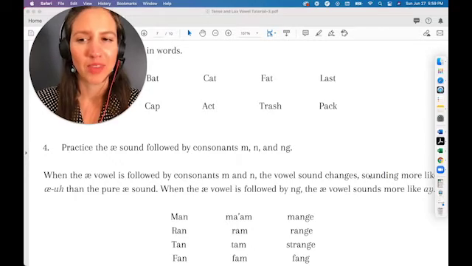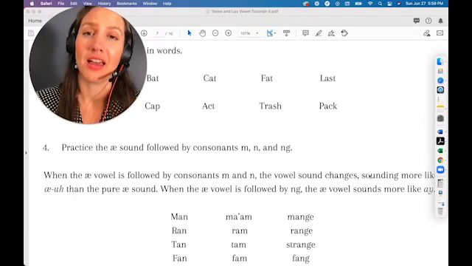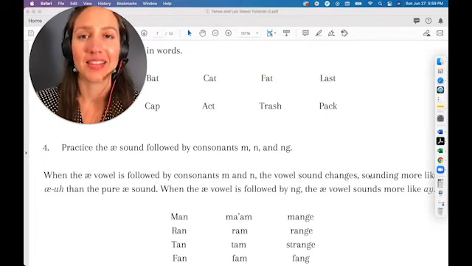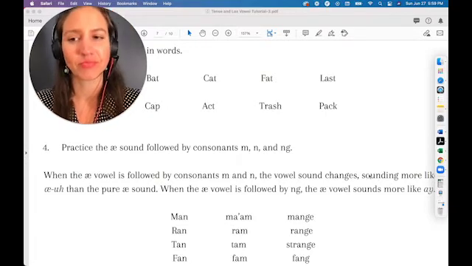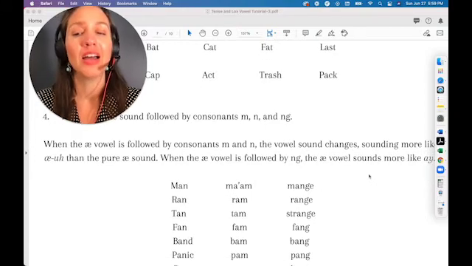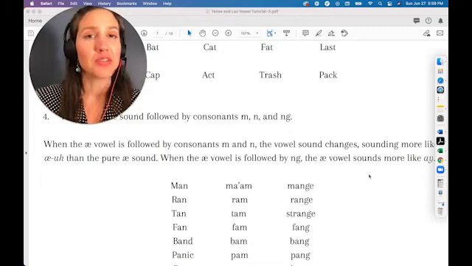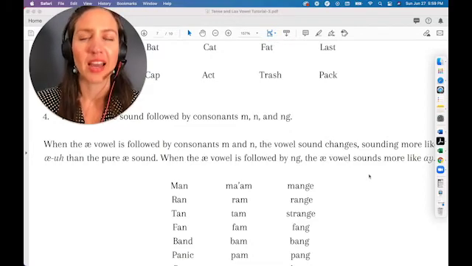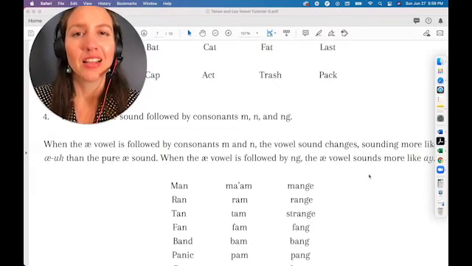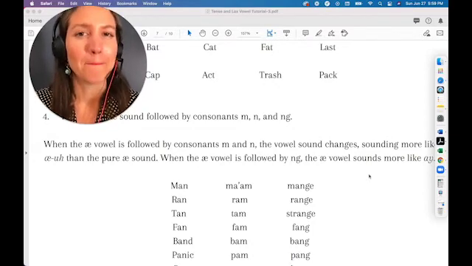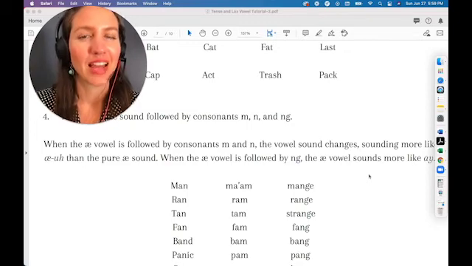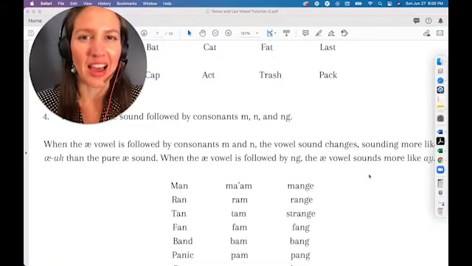Number 4, practice the ah sound followed by consonants m, n, and ng. So when the vowel ah is followed by consonants m and n, the vowel sound changes, sounding more like ah. Let me give you an example. Man, Dan. You hear the ah sound.